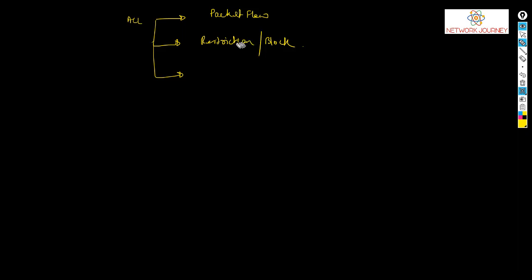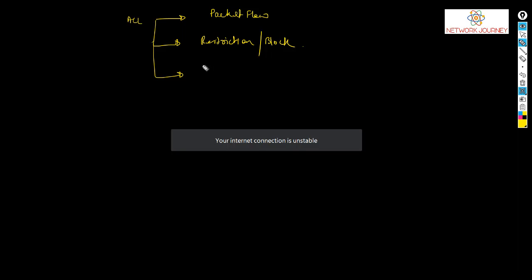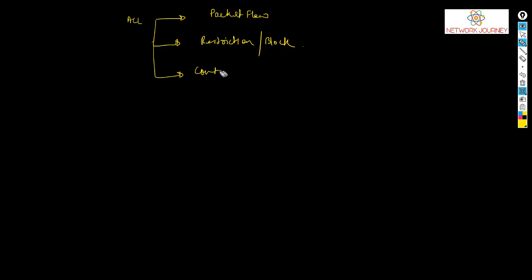Or I can also say it controls the router to allow or deny. So these are the main purposes of ACL: to allow or to deny, to restrict some users. Okay, so types of ACLs.